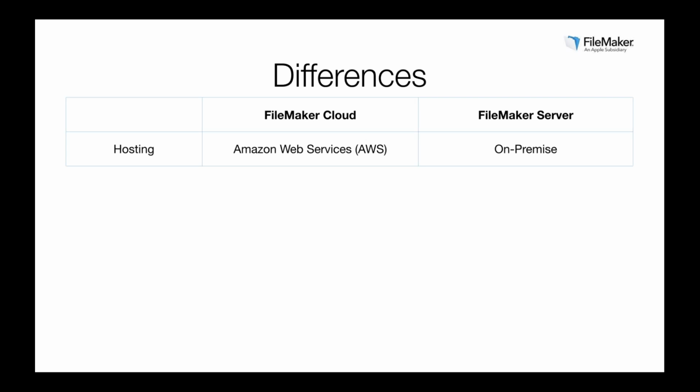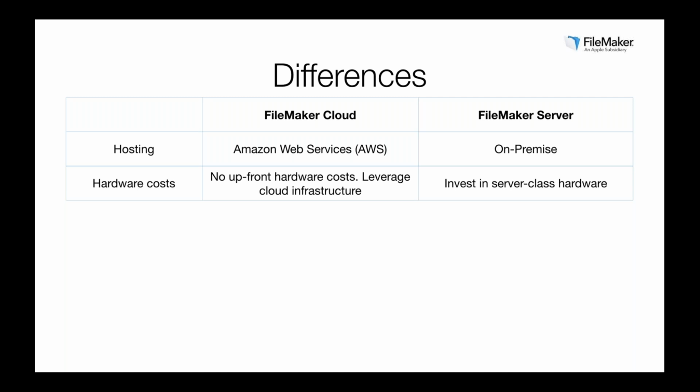First on the hosting, meaning here, where is the information stored? When it comes to FileMaker Cloud, it lives on Amazon Web Services, or AWS, in their cloud, in their infrastructure. When it comes to FileMaker Server, it's usually on-premise. You decide where that information lives. So remember, FileMaker Server is software that we install on a computer of our choosing, so we get to choose where this information lives.